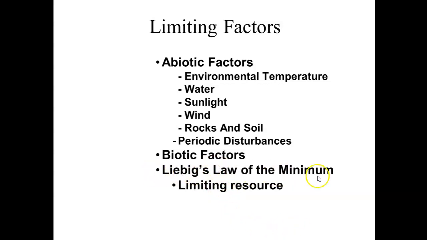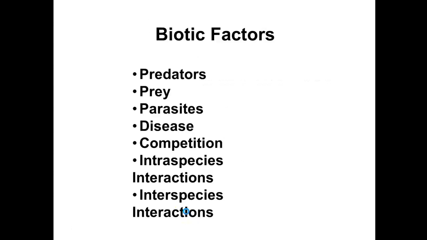Liebig's law of the minimum just suggests that for all living organisms, there's usually one resource. It might be abiotic, it might be biotic, that is the limiter of the size of that population. And so if you can increase that one resource, suddenly the whole population can increase. If you increase any of the other resources but don't change that limiting resource, the population's not going to change. At least it won't go up.